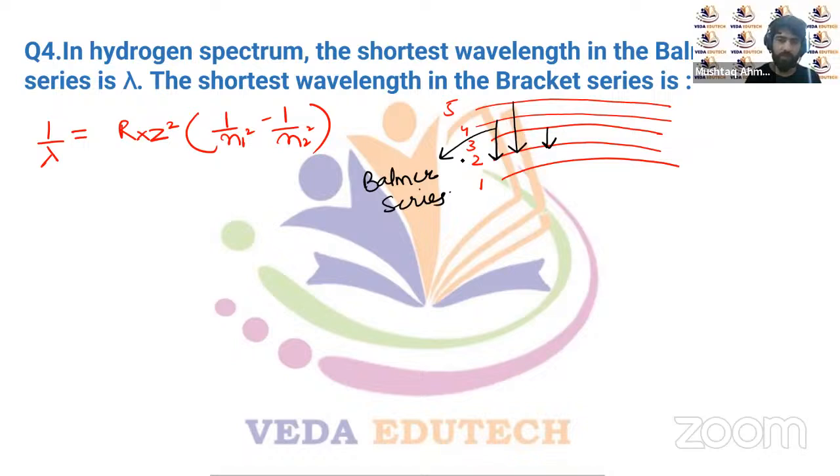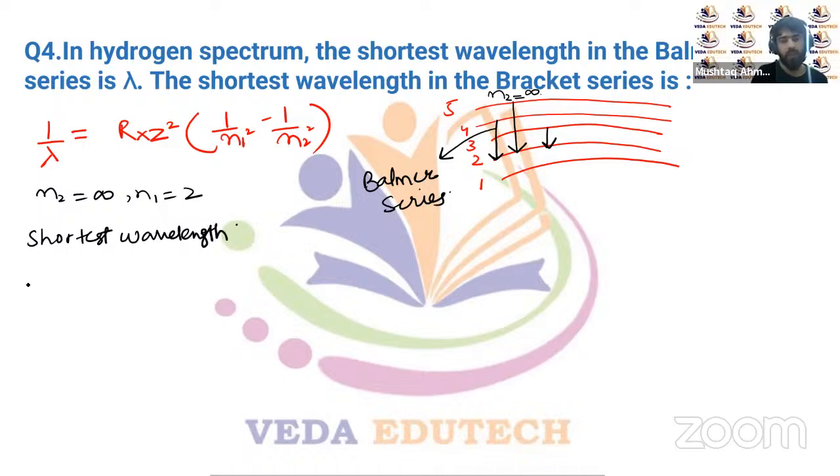Now let's look at this. We are talking about the shortest wavelength, which means the highest possible energy for the particular series. So the highest possible energy for the Balmer series occurs if an electron makes a transition from n2 equal to infinity to n1 equal to 2. So n2 has to be infinity and n1 will be equal to 2. This will be for the shortest wavelength.